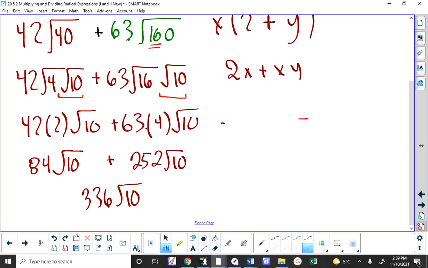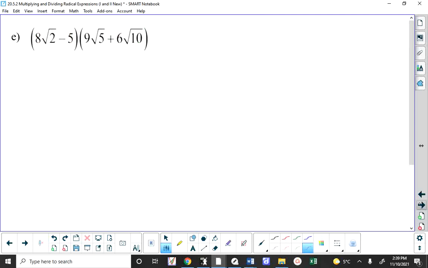I would, again, caution you in going from this step directly to this step. I know that many of you will want to, because you'll just say, well, 42 times 2 is 84. But be careful. Make sure you take the square root of the 4 there. All right, let's try another one. Oh, man. Well, let's FOIL it.